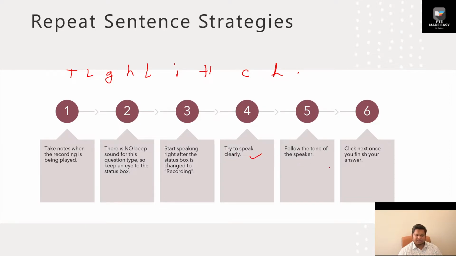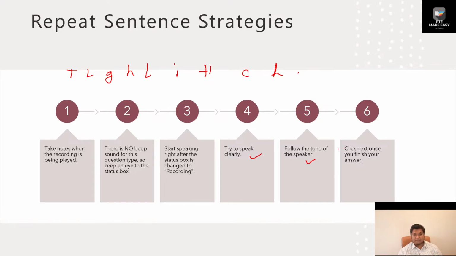Like it says here, try to speak clearly. Again, very important: don't try to fake any accent. You don't need to copy the accent. Just try to speak clearly in a way that your pronunciation is understandable. Another important factor is follow the tone of the speaker. If the speaker's voice is going upward, you follow that. If the speaker's voice is going downwards, you follow that as well. And right when you finish, click next.